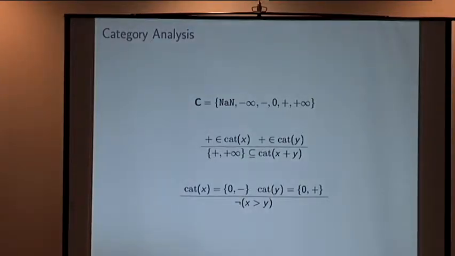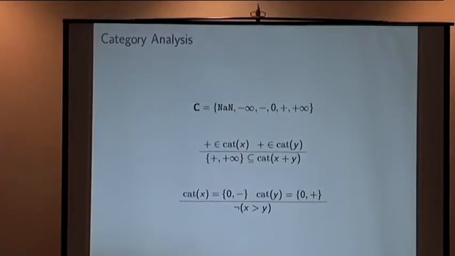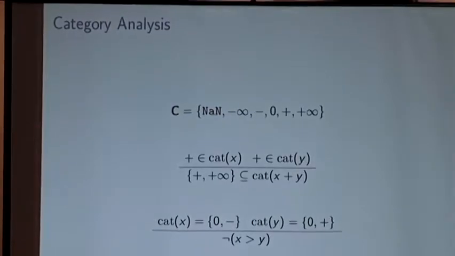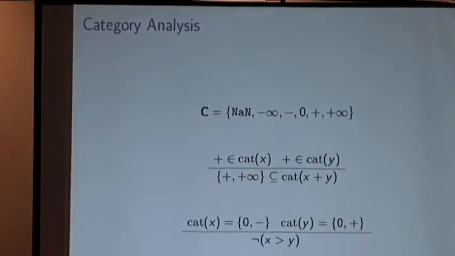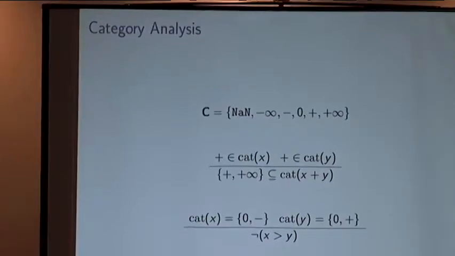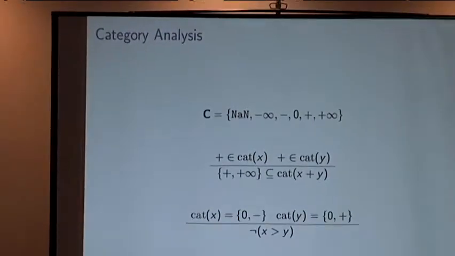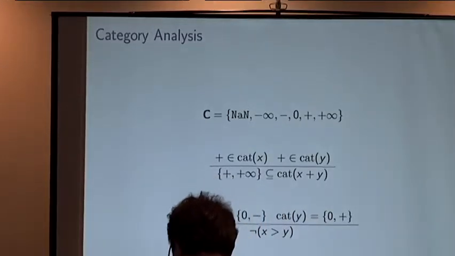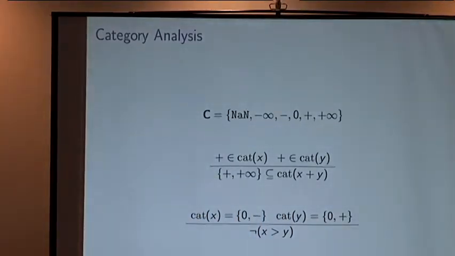So category analysis. This was our technique for doing a simple kind of interval analysis over floating point values. We establish a category set which contains not a number, negative infinity, negative numbers excluding negative zero, zero, which covers positive and negative 0, positive numbers excluding 0, and positive infinity. We categorize each floating point value as falling into one of those 6 categories.